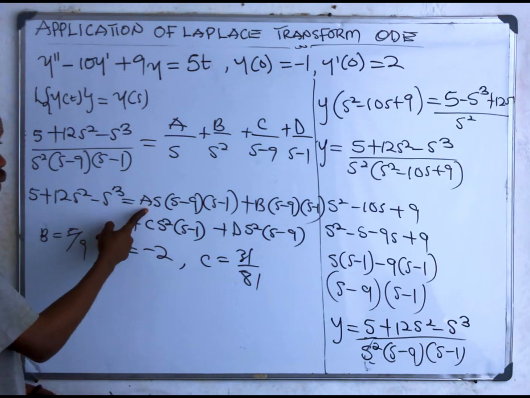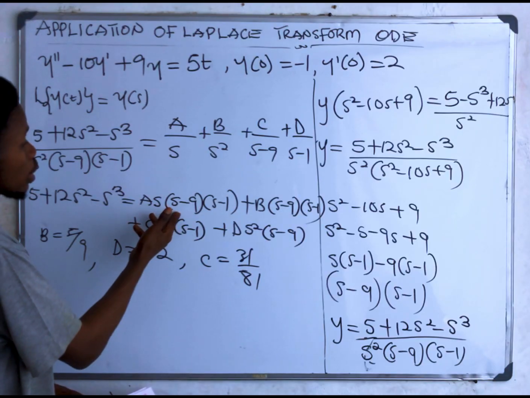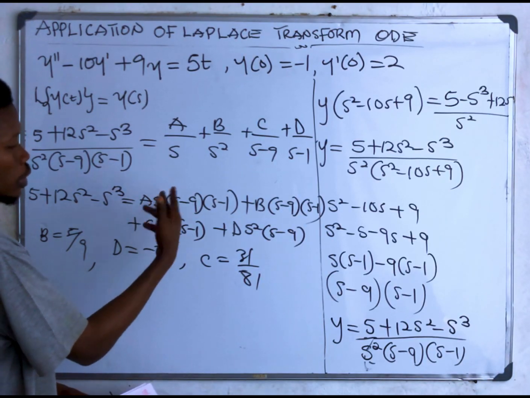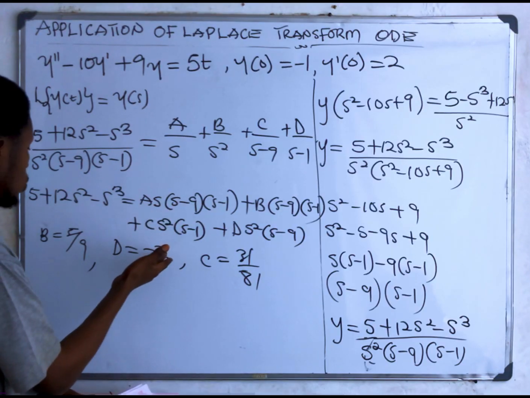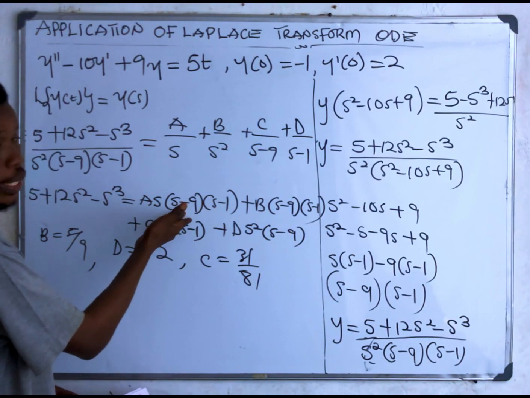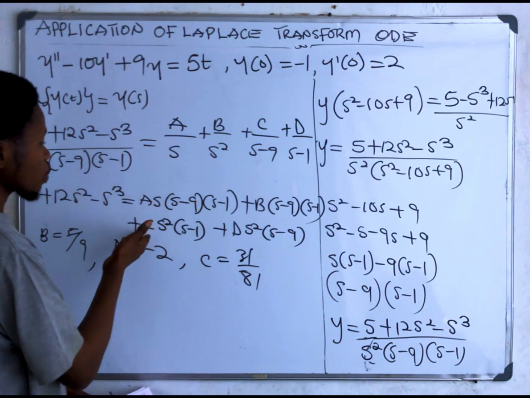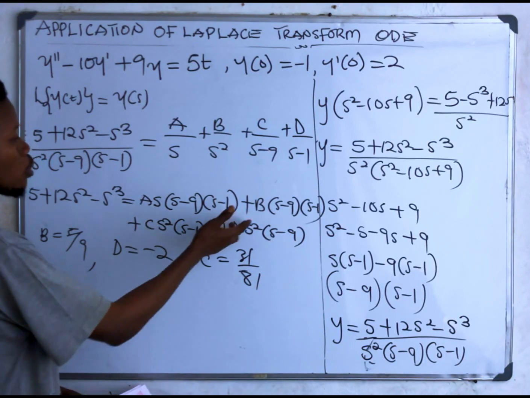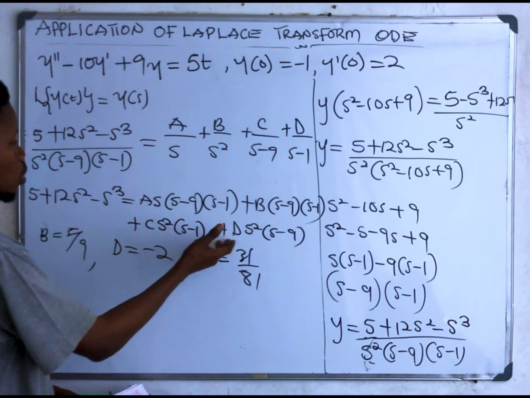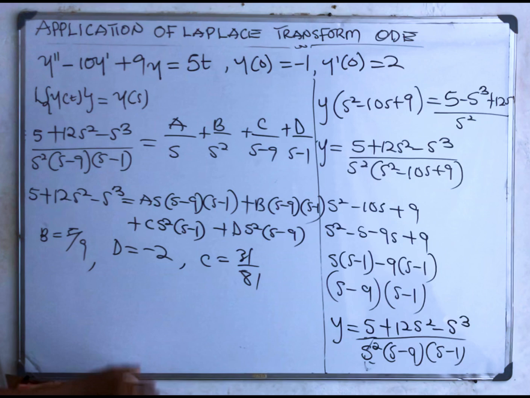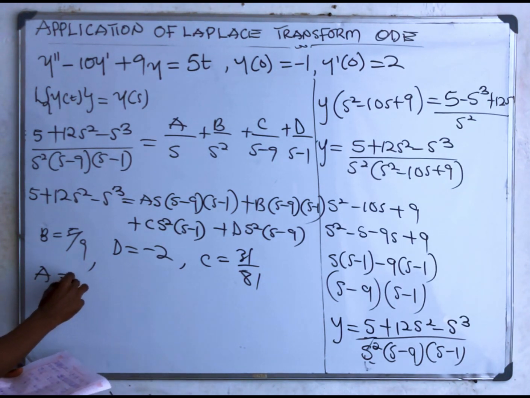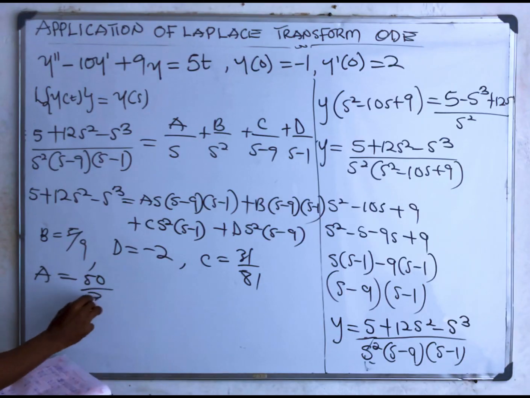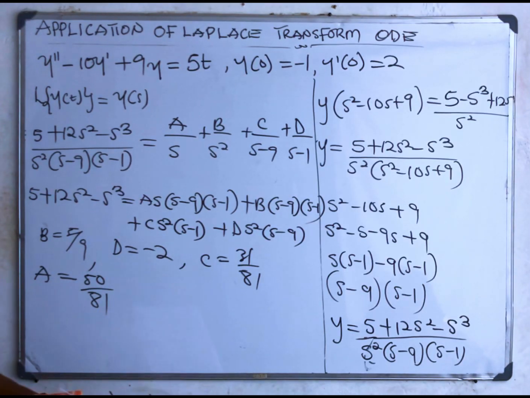For you to get the A, what I did was pick s as +1, or you can also take -1. Whatever number you pick. Already we have used s is 1, so take -1. If you put it there, though they are not going to go to 0, already you know B, you know D, you know C, so you just substitute everything, and that will help you to get your A to be 50/81. So this is what you're going to get at the end.